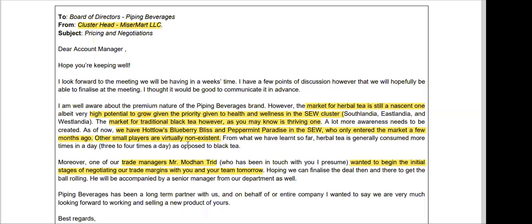we are moving into new markets, and when we are moving into new markets, we have gotten in touch with a major client, and this client is telling us, okay, Hotlo is already in the market with the herbal teas. However, there aren't any other players. So there's significant potential for us to grow in this market. And on top of that, what you need to understand is herbal teas, although the demand is low at the moment, there is potential for significant growth given the health benefits.